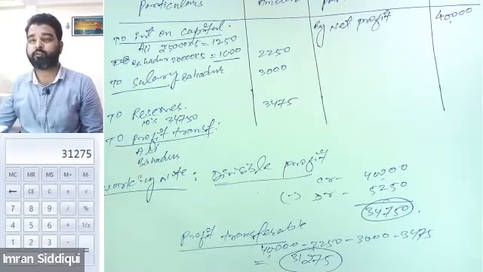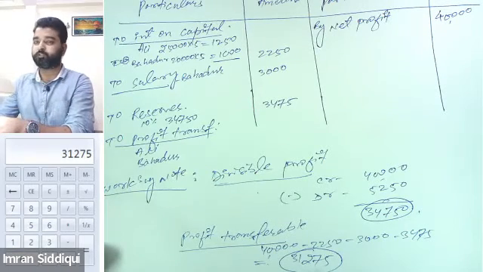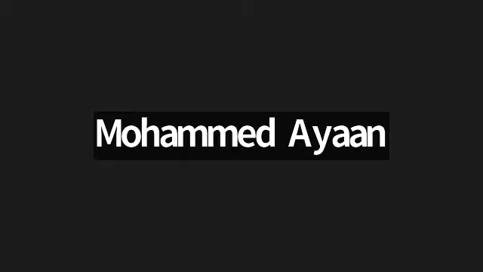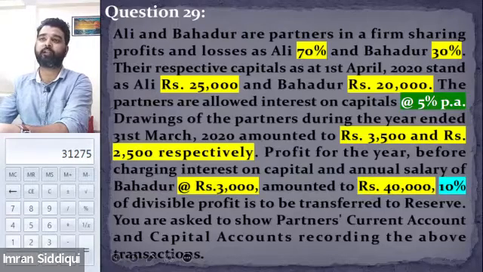Tell me, guys, all of you are clear about the profit that will be transferred among the partners? This calculation is clear, 31275. Yes, sir. Now divide it among the partners in their profit sharing ratio. The profit sharing ratio was 70% and 30%. That is given in the question in the second line.